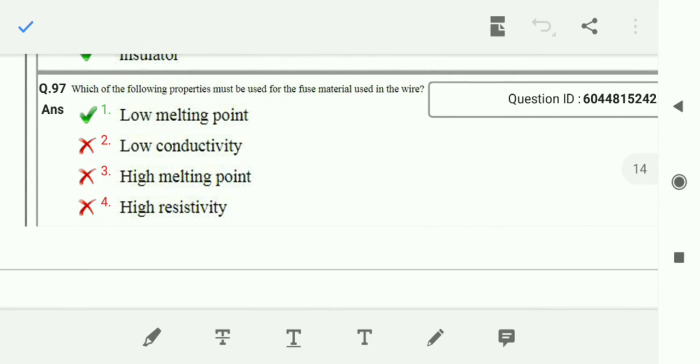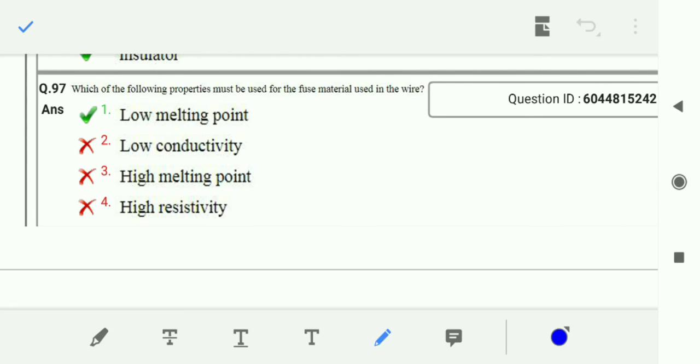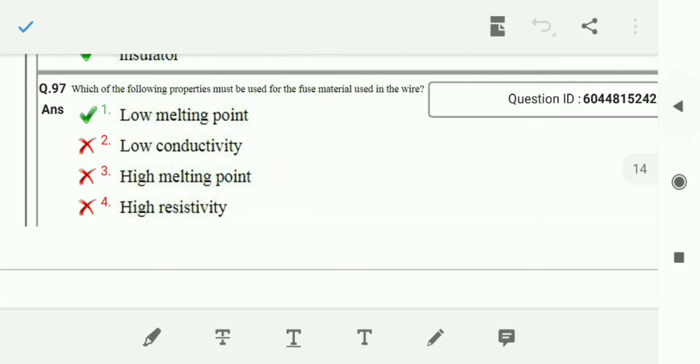Next, which of the following properties must be used for the fuse material used in the wire? A fuse wire must have the property of low melting point. It is a very important point. Why low melting point? Because if more than the rated current is flowing through it, it has high sensitivity. Once it senses that current, it has to melt. So that means it must have a low melting point.